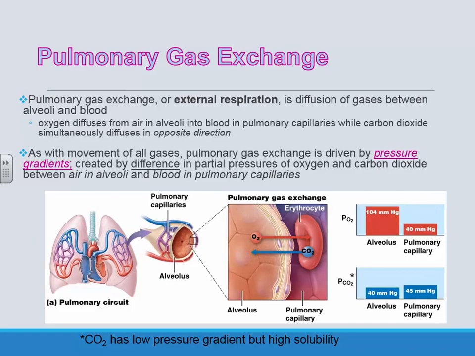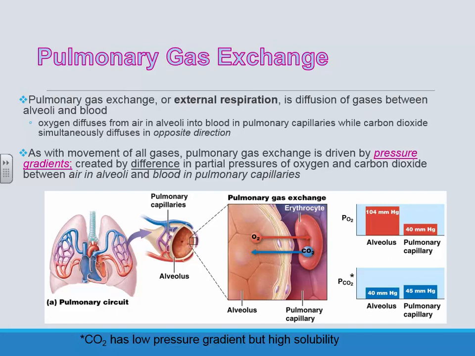So when we talk about gas exchange, or the respiration that happens, there's diffusion of gases from the alveoli into the blood. We know that the movement of gases, the pulmonary gas exchange, is driven by pressure gradients, the pressure differences. So you have the difference between the partial pressure of oxygen and carbon dioxide in the air of the alveoli and the partial pressure of those gases in the pulmonary capillaries. Notice when you look at the chart that the partial pressure of oxygen is much higher in the alveolus than it is in the capillary.